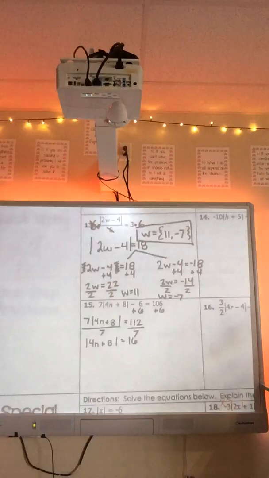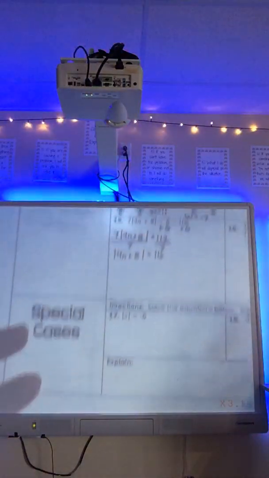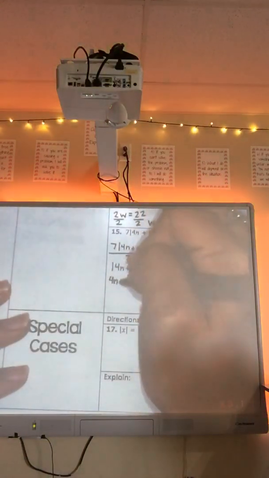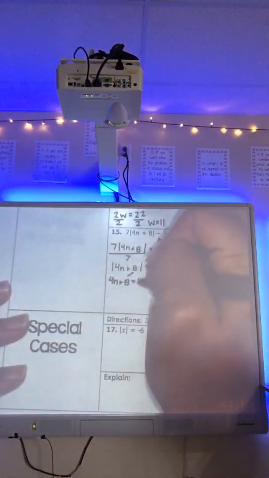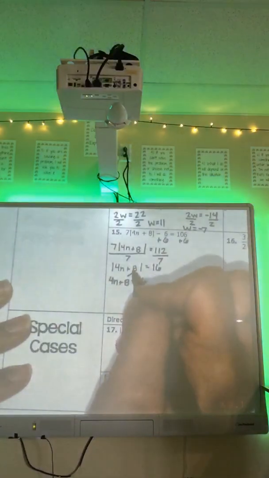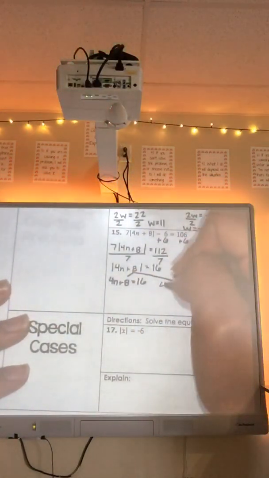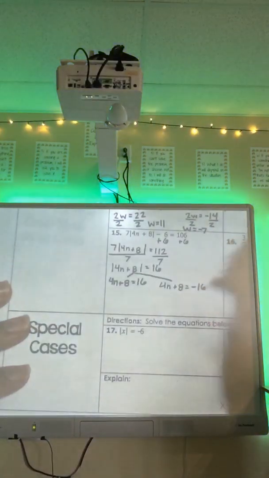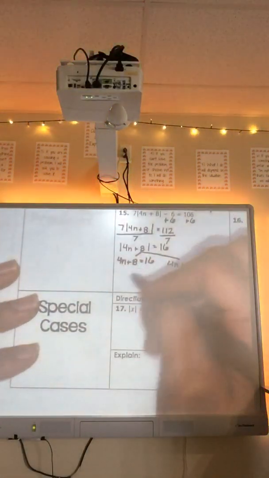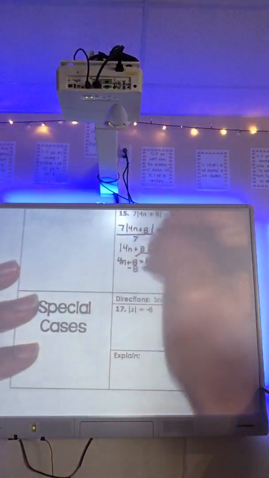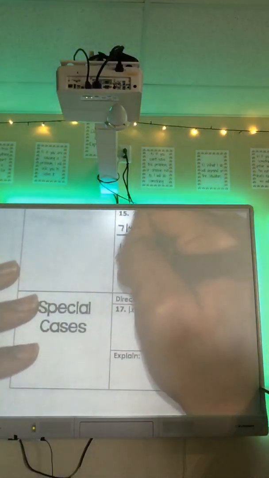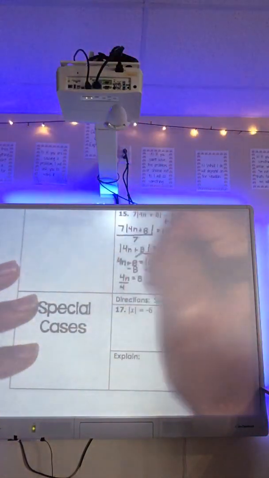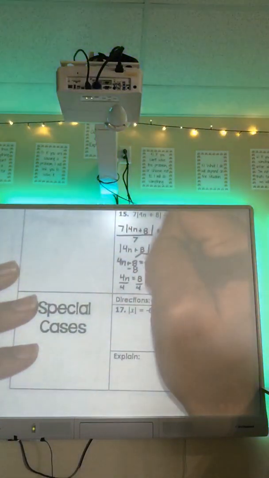And this is where I break it into 2 equations. 4n plus 8 equals positive 16, and 4n plus 8 equals negative 16. Over here, I'm going to subtract 8 from both sides. I get 4n equals 8. And then I divide by 4, and I get n equals 2.